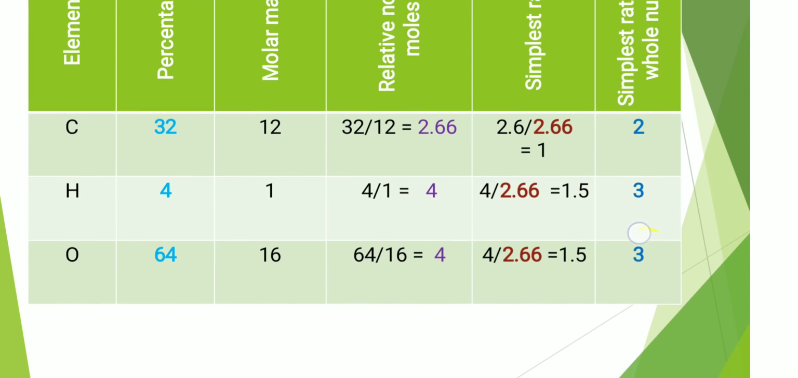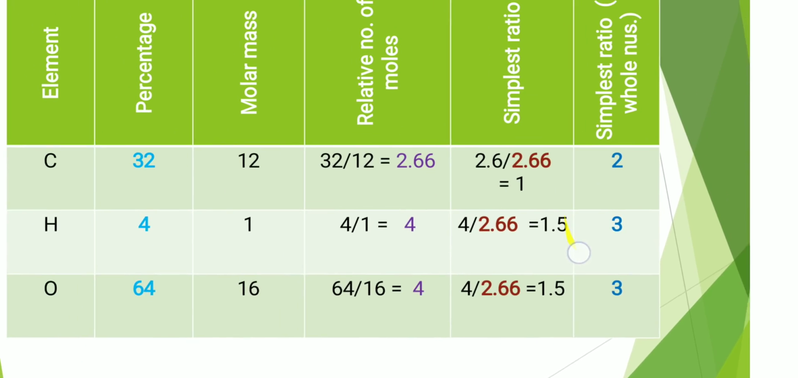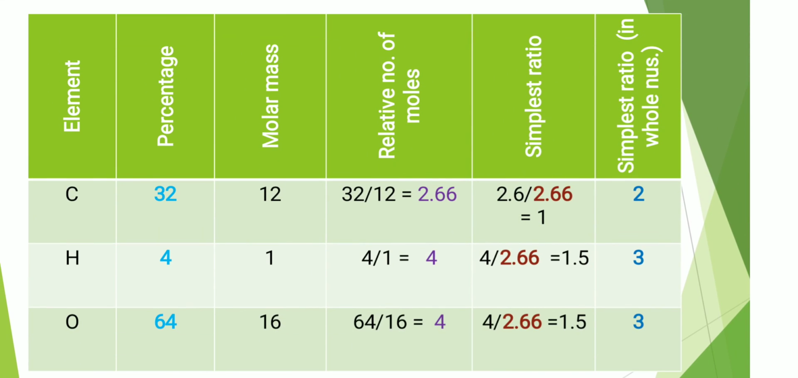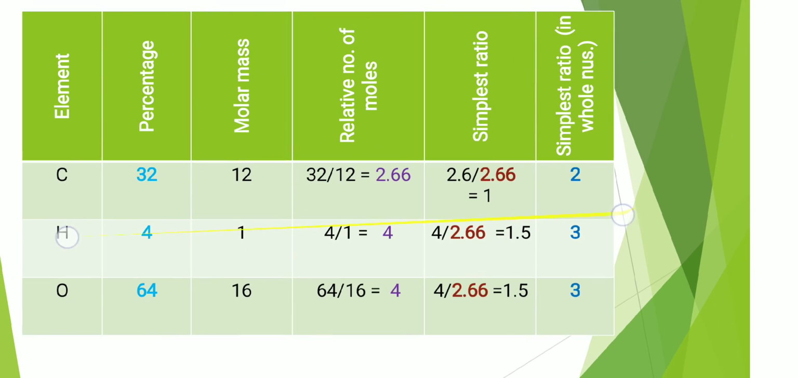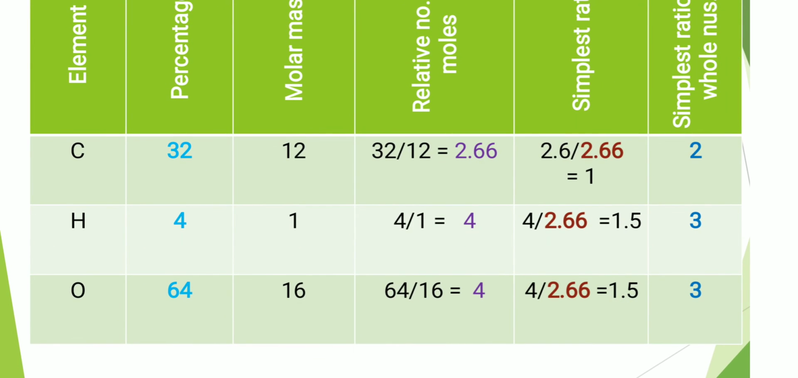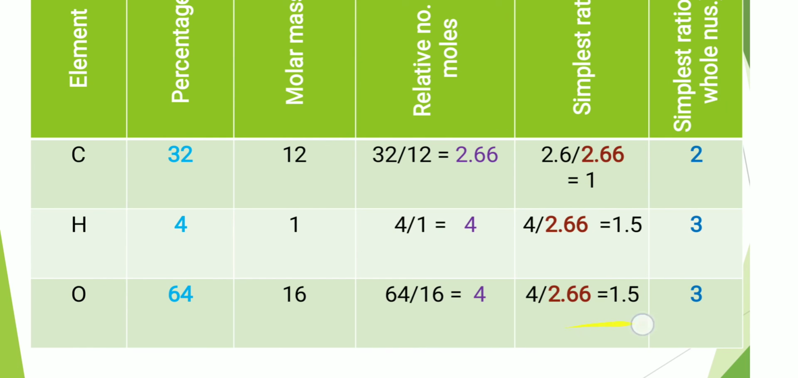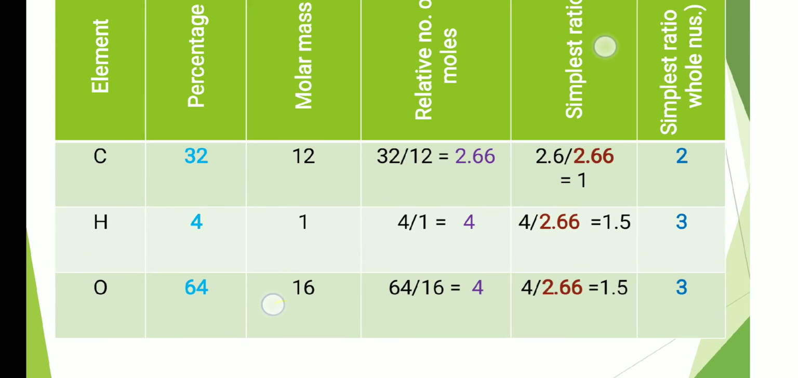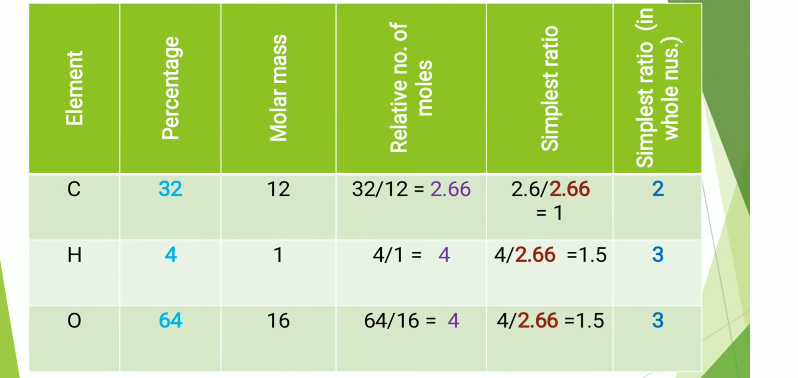We may ask the question, why can't we directly convert 1.5 into 2? It is the wrong way. Here, this is a ratio. We are calculating in terms of ratio. So we can't do the conversion of 1.5 to 2 directly. We have to multiply by a suitable small number. We have to convert the simplest ratio into whole numbers. That is the reason we multiply all the simplest ratios by 2. So now we have the simplest ratio in whole numbers: for carbon 2, for hydrogen 3 and for oxygen 3.